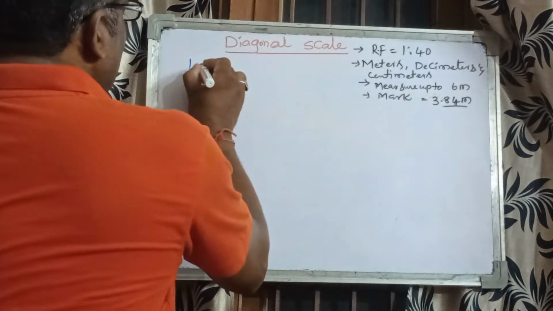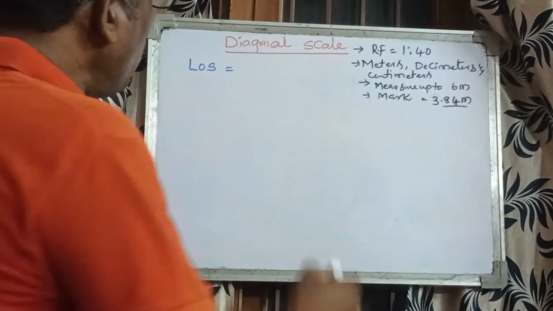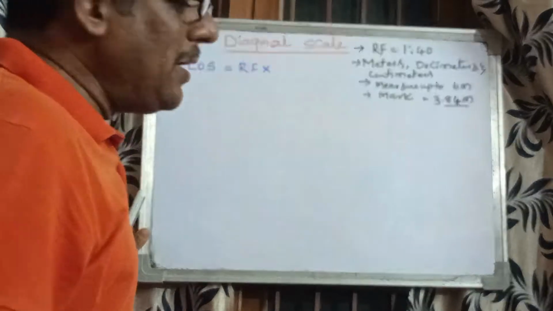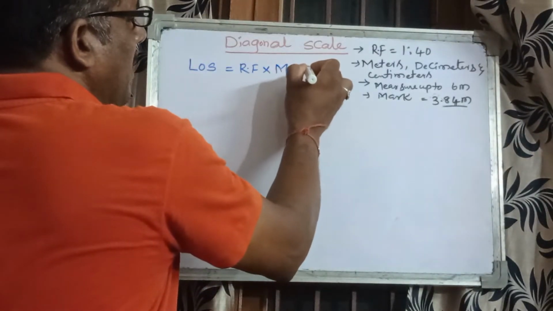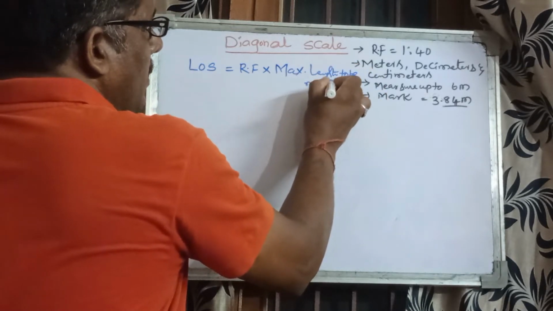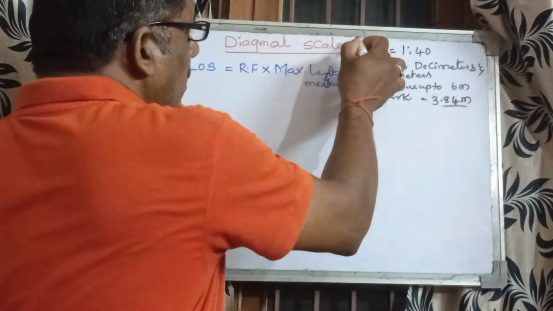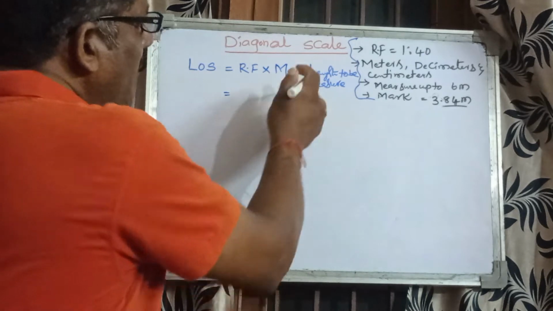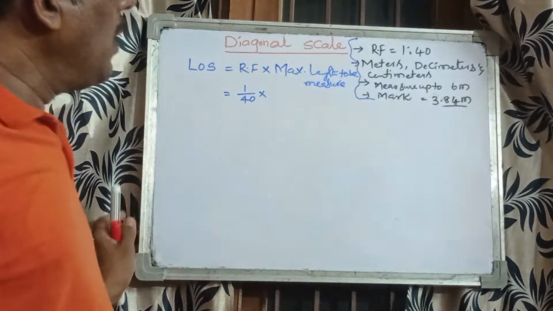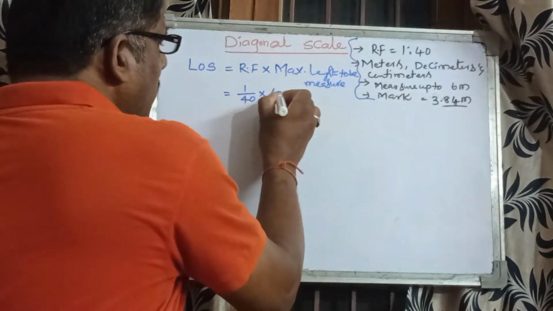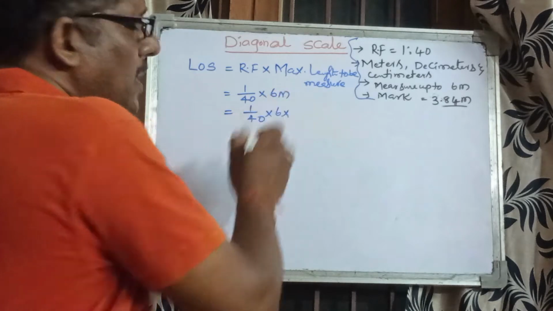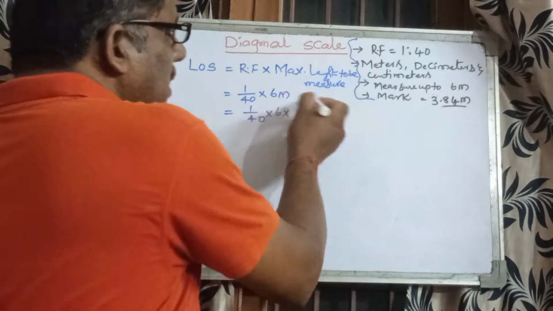So length of the scale, LOS, is equal to scale factor or representative factor into maximum length to be measured. Same equation. So what is the scale factor here? 1:40, that we can write as 1/40, into the measurement up to 6 meters. So we can write 1/40 into 6 into meters. You can convert into mm. So 1 meter is equal to 1000 mm.